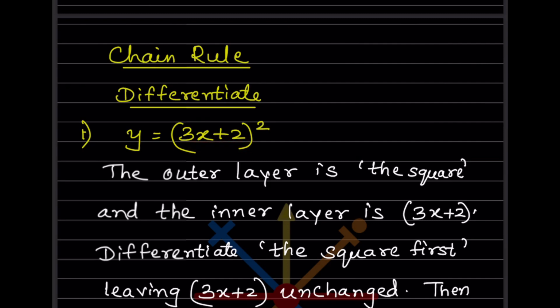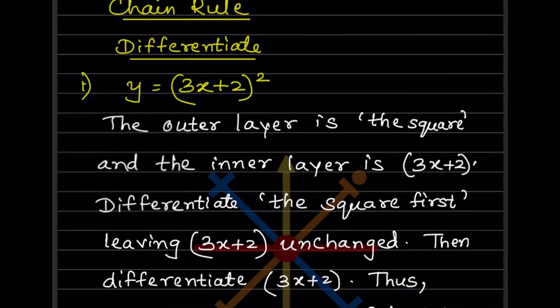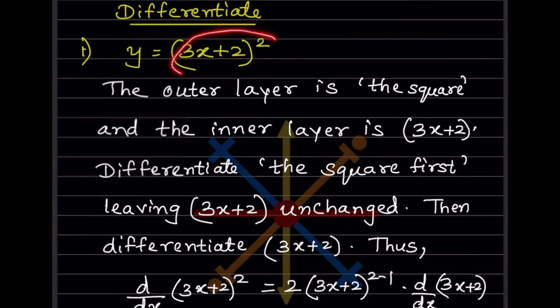So first we have to differentiate the square, meaning the whole thing first, and keep the 3x + 2 unchanged. Then we have to differentiate 3x + 2. This is how we are going to do it. You write d/dx of this whole part, because differentiate means you write d/dx. The rule is n x^(n-1). So this is n: 2 × (3x + 2)^(2-1) × d/dx of 3x + 2, the inner layer.